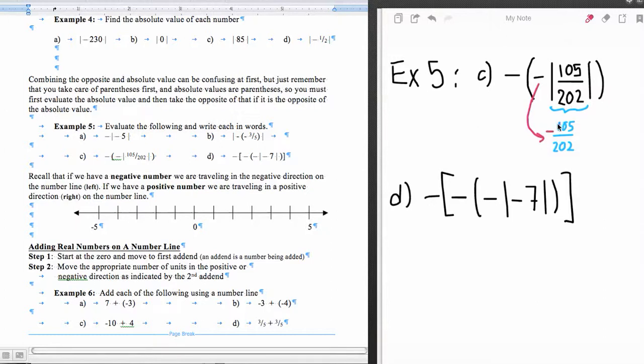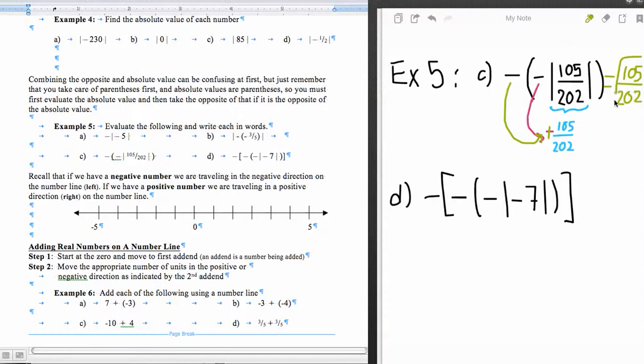So now that we have the opposite of that number, we read the next one on the outside of that and we say, okay, we're going to take the opposite of this negative 105 200ths, and that's going to give us a positive number. And so we're going to have a positive 105 200ths, and that will be our final answer.